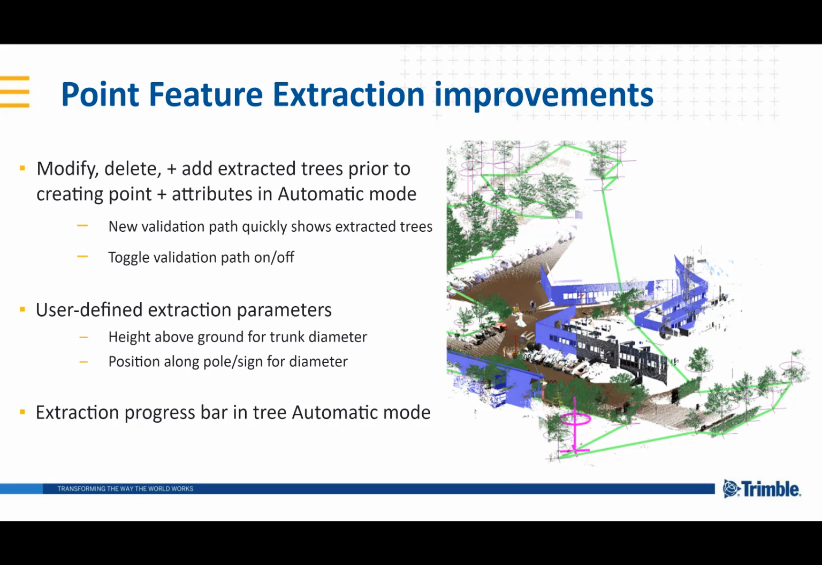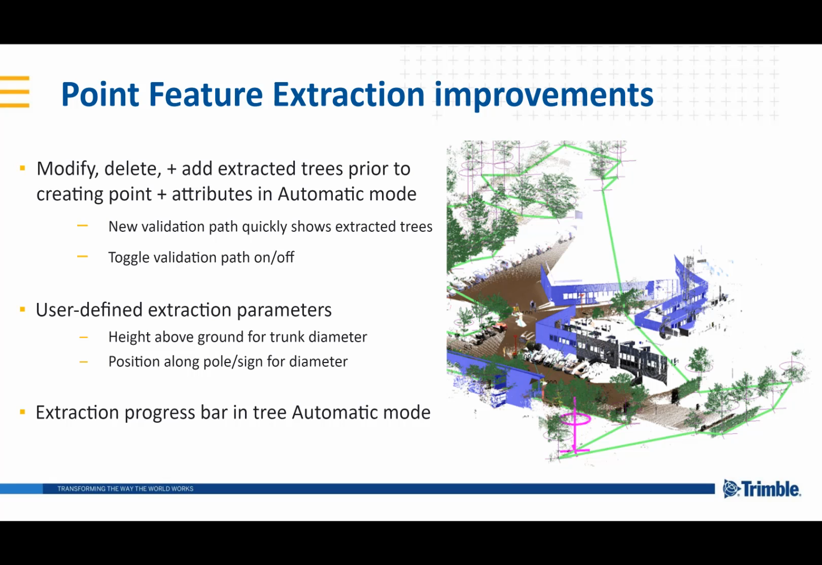We're really excited to improve on the point feature extraction command for our point cloud routines. We've added the ability now to modify, delete, and add extracted trees prior to creating the points and attributes in the automatic mode. So what you see here in the green is a new validation path that quickly shows the extracted trees that the routine was able to pick up. If this path is distracting or you don't really need it, you can always toggle that path on or off.